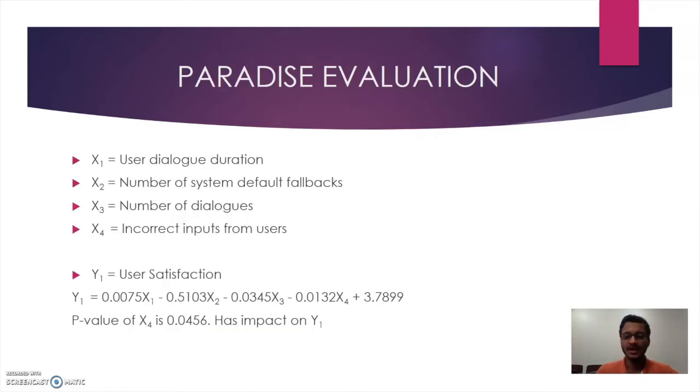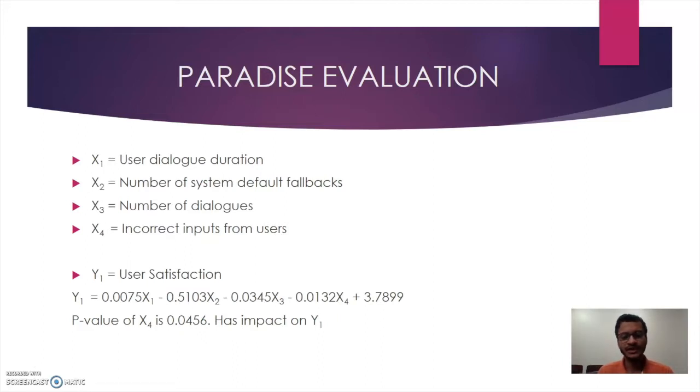Based on this, we have done a PARADISE evaluation, where our independent variables were the log data that we had, and our dependent variable was user satisfaction. Our independent variables were user dialogue duration, the number of system default fallbacks, which are calculated based on the ASR errors, the number of dialogues, which is the total conversations between the user and system, and the incorrect inputs from the user, like I defined before.